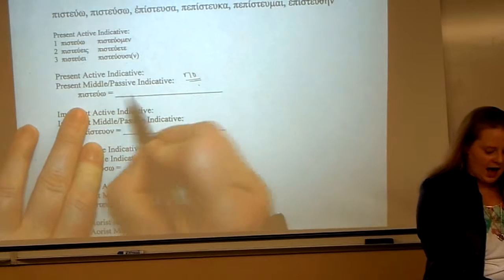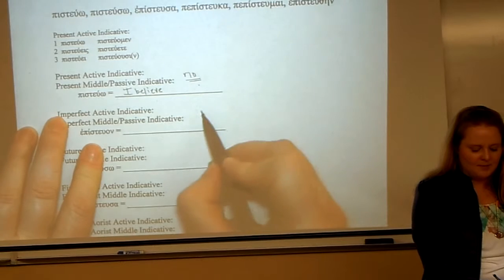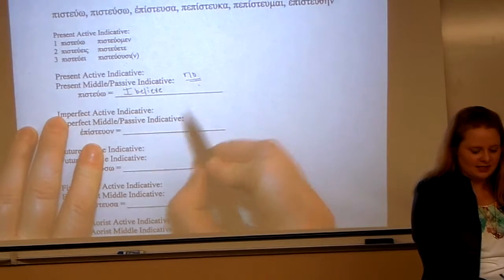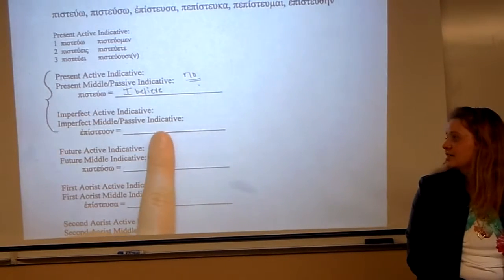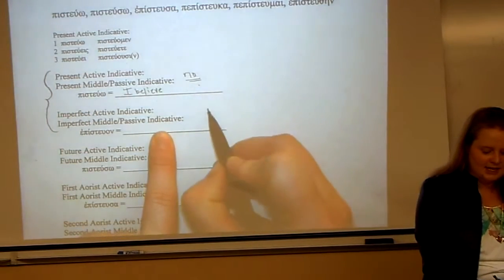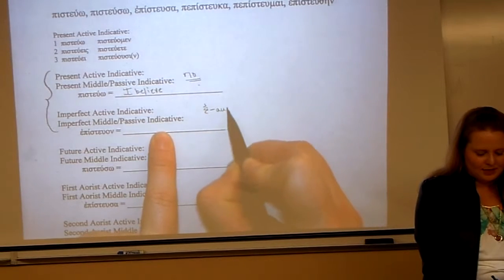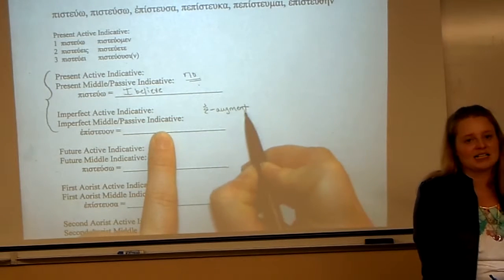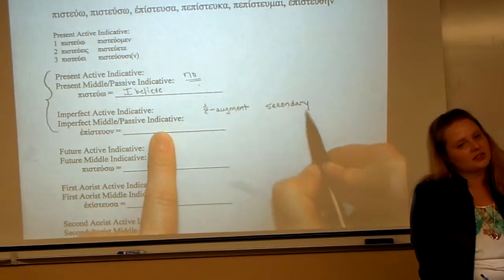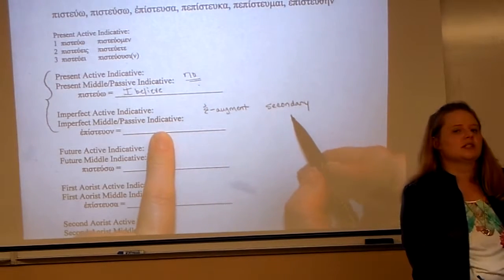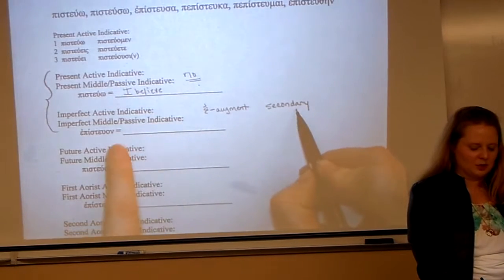Pisteuo means I believe. The imperfect is built on the same tense stem as the present. So you can think about these together. The imperfect, though, has a couple things that help us recognize it. First, it has an epsilon augment at the beginning. The epsilon augment at the beginning of the word indicates the past. And then it has secondary endings. So the endings are similar to what you've seen so far, but they're also different. These are ones that you may not have to memorize, but you definitely need to recognize. So you need to work on them a little bit as well.